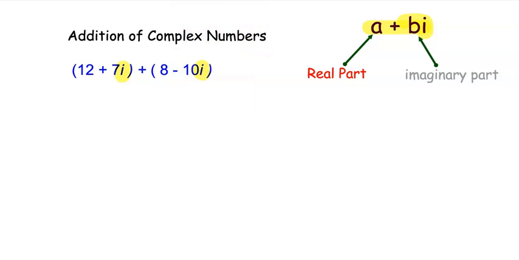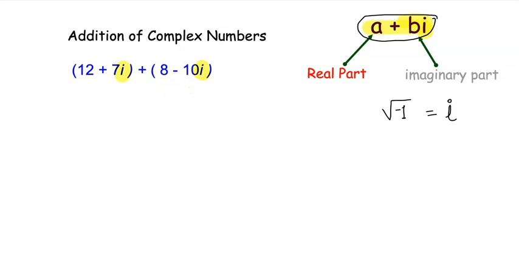So, do you know what that i actually is? It is nothing but the square root of negative 1. The square root of negative 1 is equal to i. So, a number given in this form, a plus bi, is called a complex number. In this case, we have two complex numbers, 12 plus 7i and 8 minus 10i.